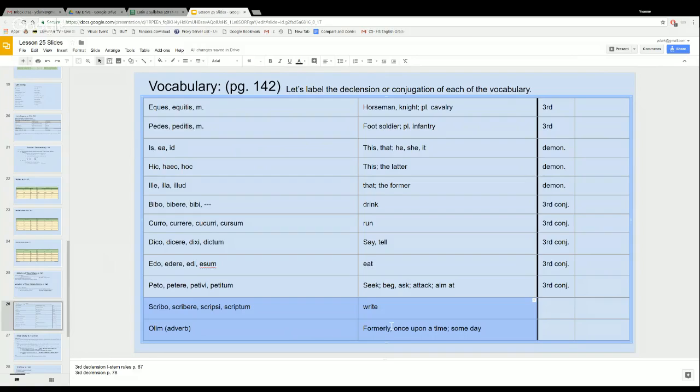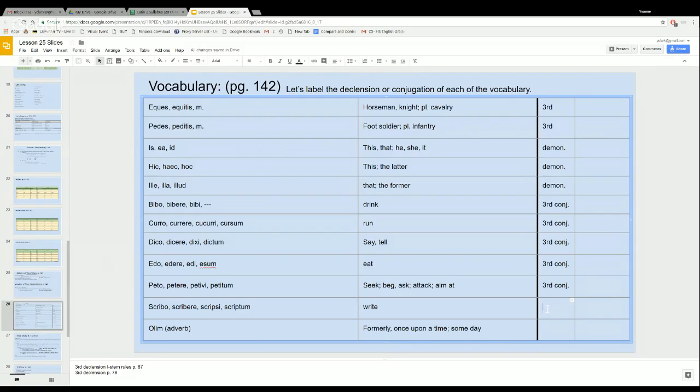Scribere. Scripsi. Scriptum. Right. Olim, adverb, formally: once upon a time, someday. So when you see olim in your story, hint, hint, hint for your translation, it's going to be once upon a time. Okay.